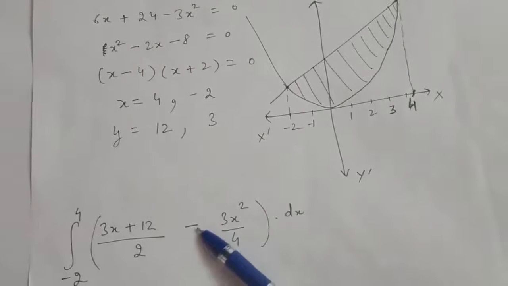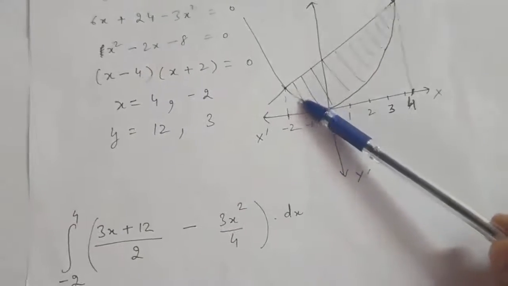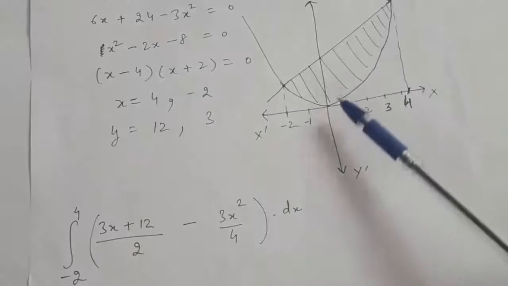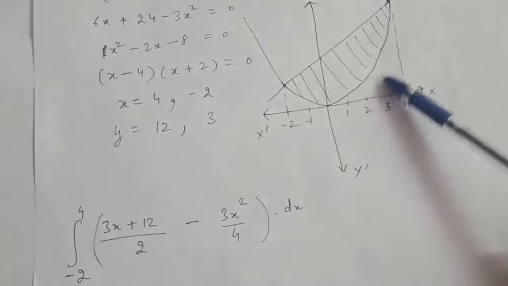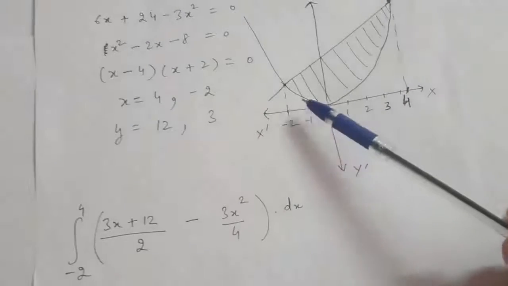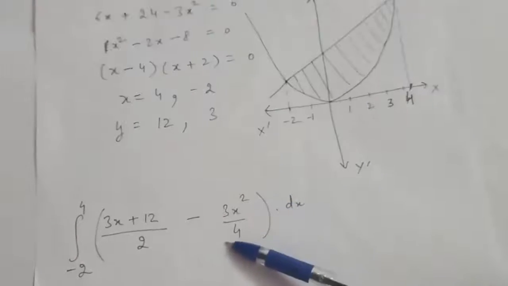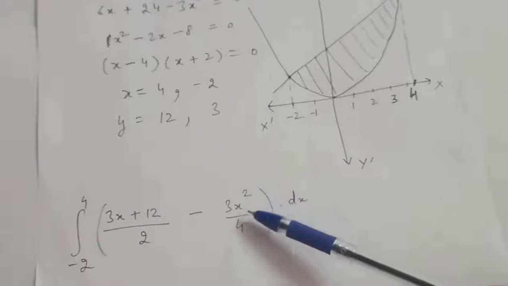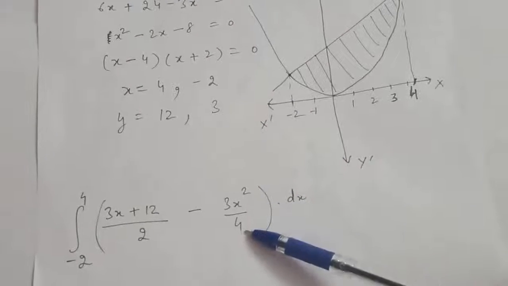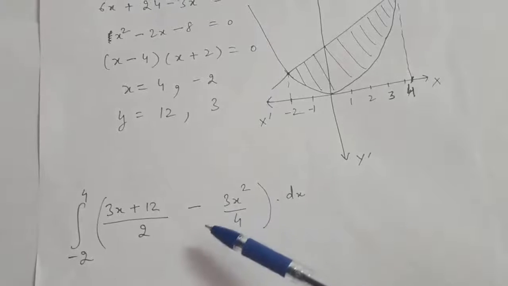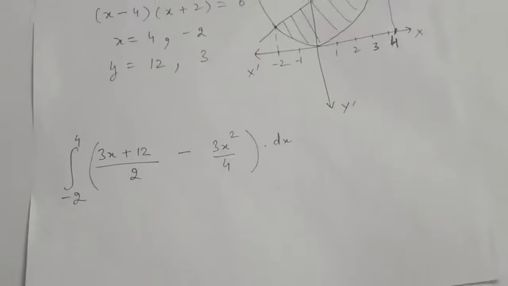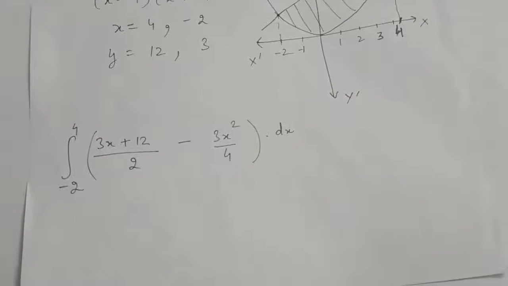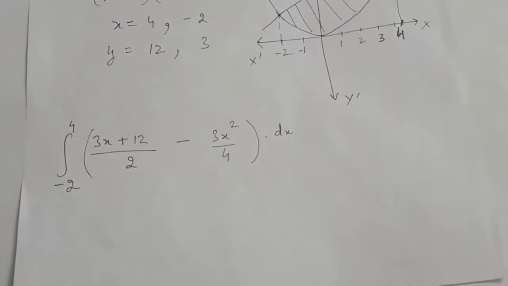From it minus the area below the parabola, that is in the same limits find the area under the parabola. So the equation of the parabola in terms of x will be 3x square by 4, right? Now solve the integrals and then put the limits. Rest of the part of this question you will do by yourself.